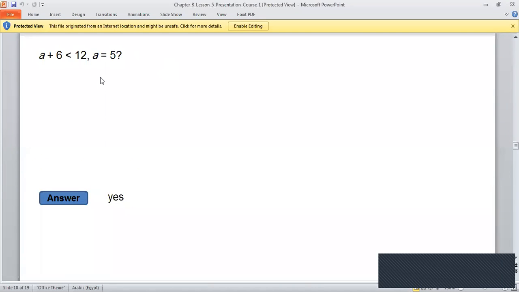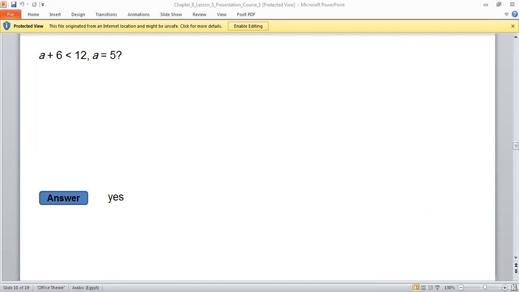Again, Muhammad Al-Anazi, tell me what we will do here. We will replace A with 5. After that, 5 plus 6 equals 11. 11 is less than 12, right? Is this statement right? Yes. So this one will be true.